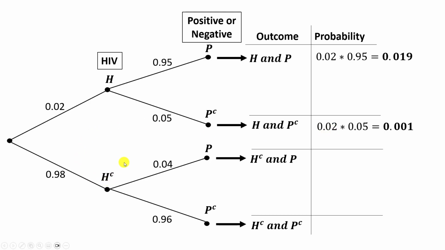The chance they are HIV negative and actually test positive would be 0.98 times 0.04, which is 0.0392. And then finally, the very last one here is the chance that they don't have HIV and they also test negative, which ends up being 0.9408. One more thing you can do to check yourself is make sure all of the final probabilities add up to 1. So these 4 numbers at the very end should also add up to 1 because they represent all the possible outcomes for the scope of all of these events together, right? So if you add up these 4, they should also add up to 1.